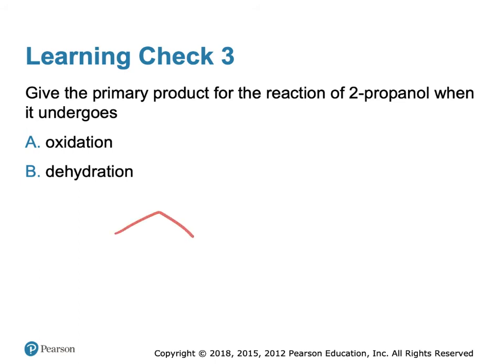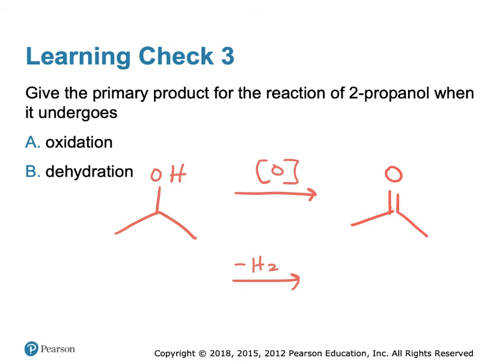So propanol has 3 carbons. 2-propanol means that the OH group is on the second carbon. Okay, so for an oxidation reaction, we are going to form a ketone. For a dehydration reaction, where you remove water and you have H plus and heat, we are going to form an alkene.